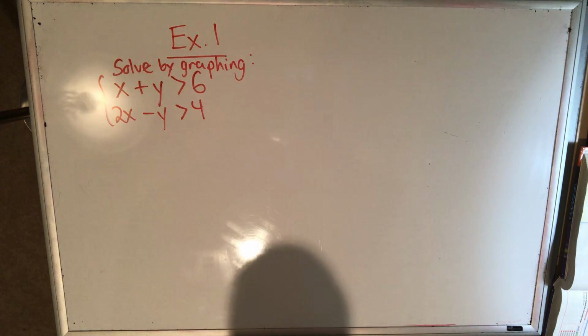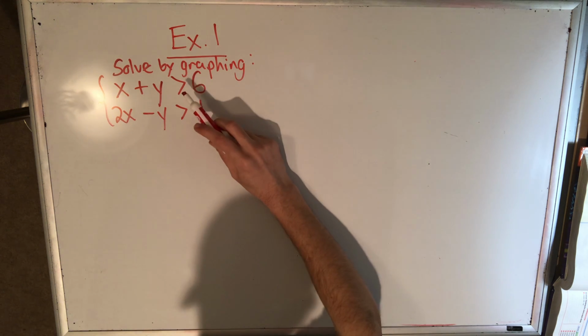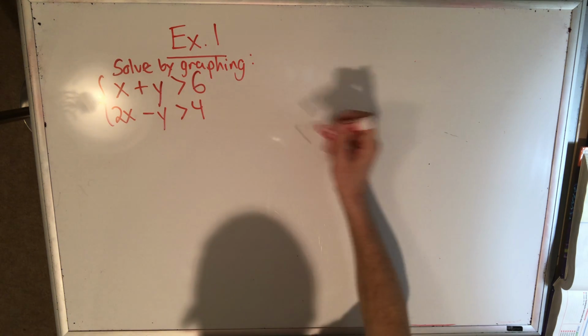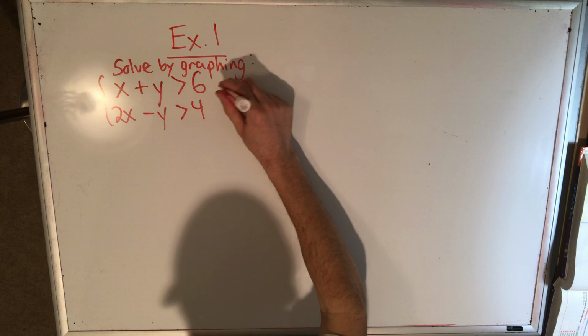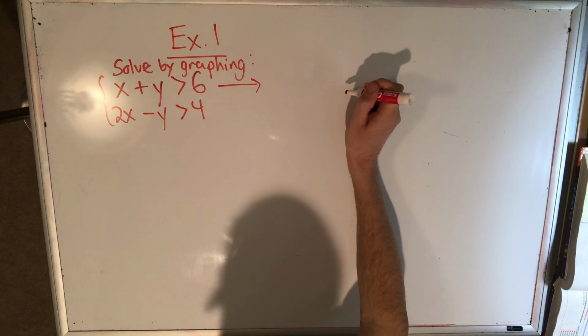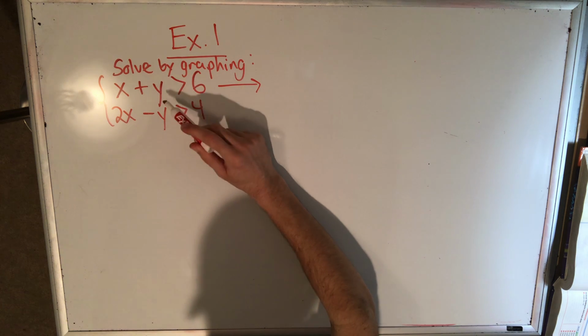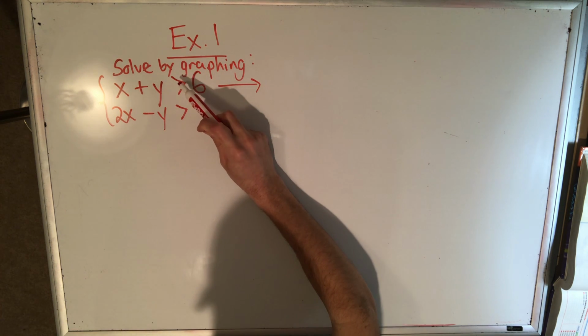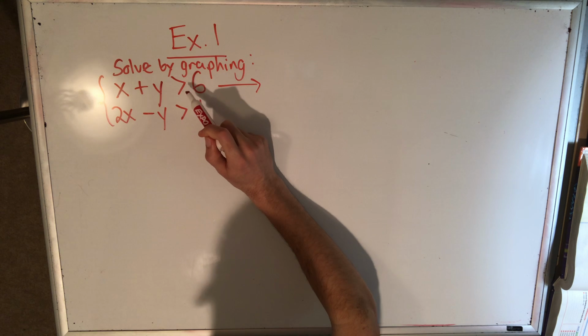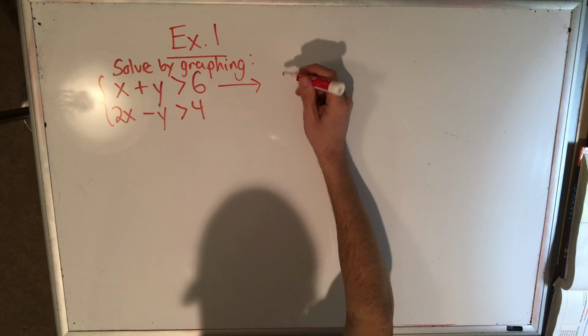To solve a system of inequalities where you're dealing with less than or greater than symbols, first, we need to get the inequalities into slope-intercept form by isolating y in each one, by getting y by itself on one side of the inequality sign in each one. Then we can graph it.